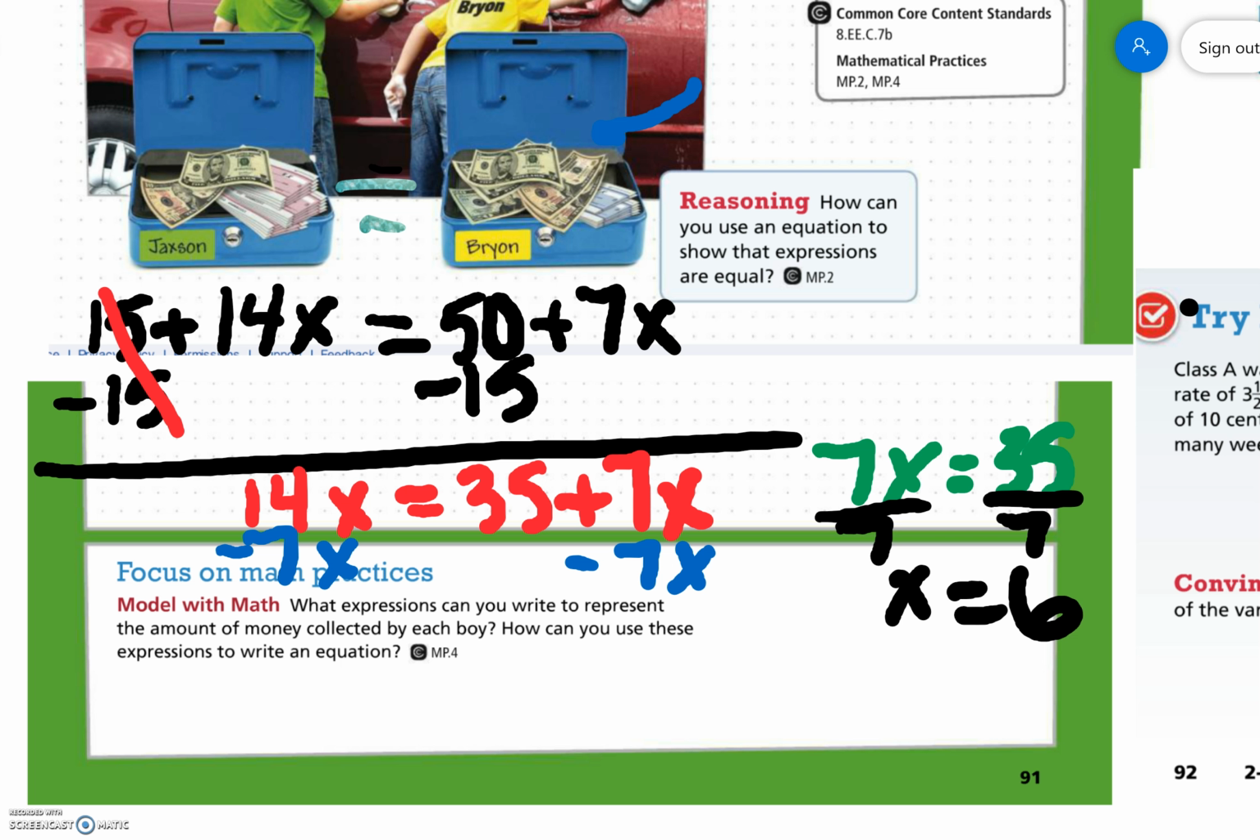What expressions can you write to represent the amount of money collected by each boy? How can you use these expressions to write an equation? Well, we did it right up here. Jackson's expression is 15 plus 14x. Brian's expression is 50 plus 7x. We set it equal to each other and solve.